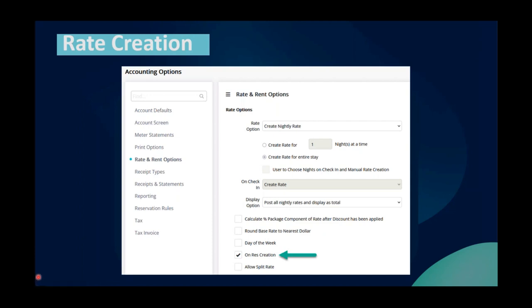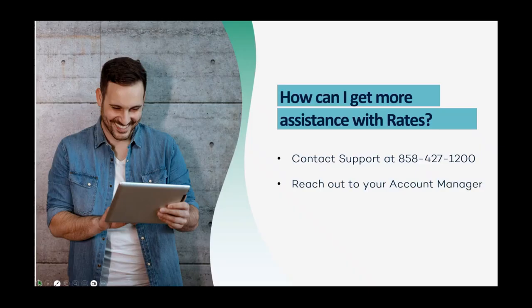So if these are some settings that maybe you want to have adjusted, but you don't feel comfortable doing it on your own, that's totally fine. Our amazing support team is here to back you 24/7. Or you can always reach out to your account manager for more assistance with your rates. So how do you contact these people? Well, you can contact our support team at 858-427-1200, or you can reach out via email to your account manager at whatever their email address is.